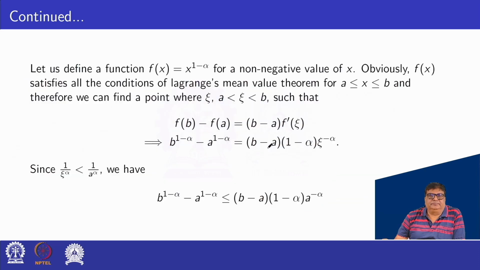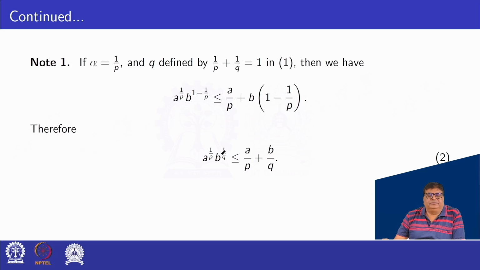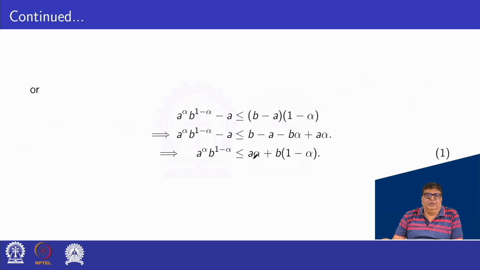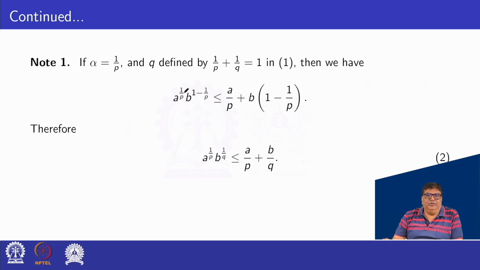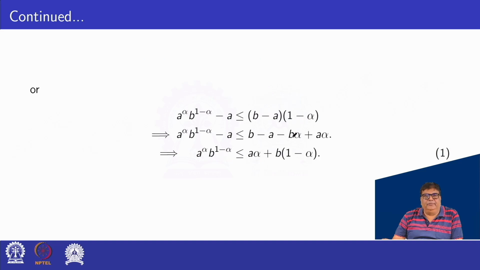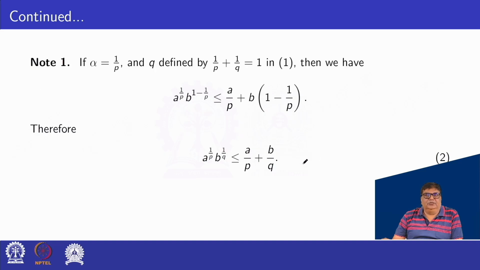Noting this point: if alpha is equal to 1 upon p and q is defined by 1 upon p plus 1 upon q equal to 1 in equation 1, so we get a to the power 1 by p, b to the power 1 minus 1 by p, less than or equal to a by p plus b into 1 minus 1 upon p.